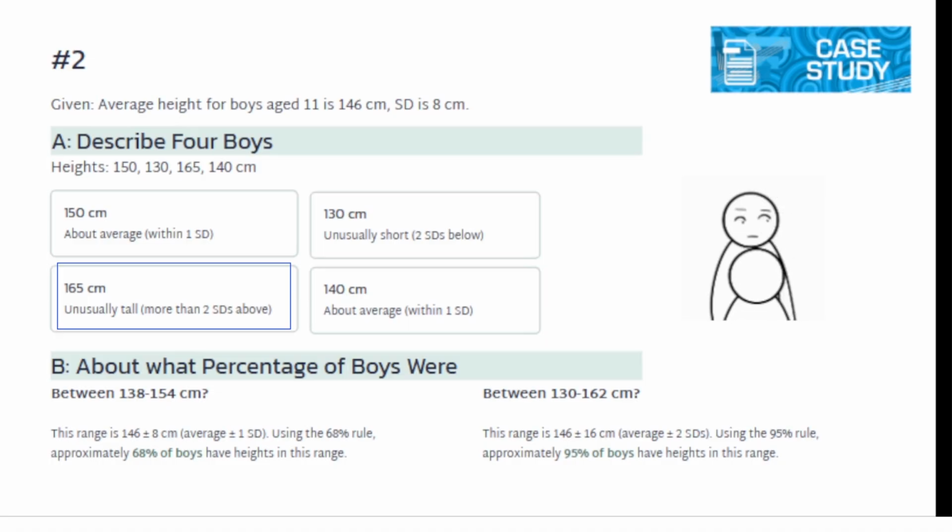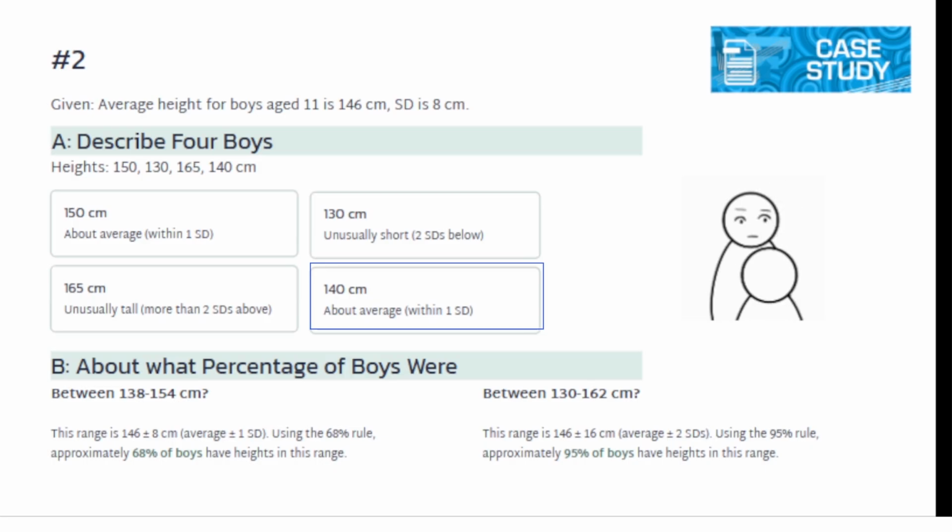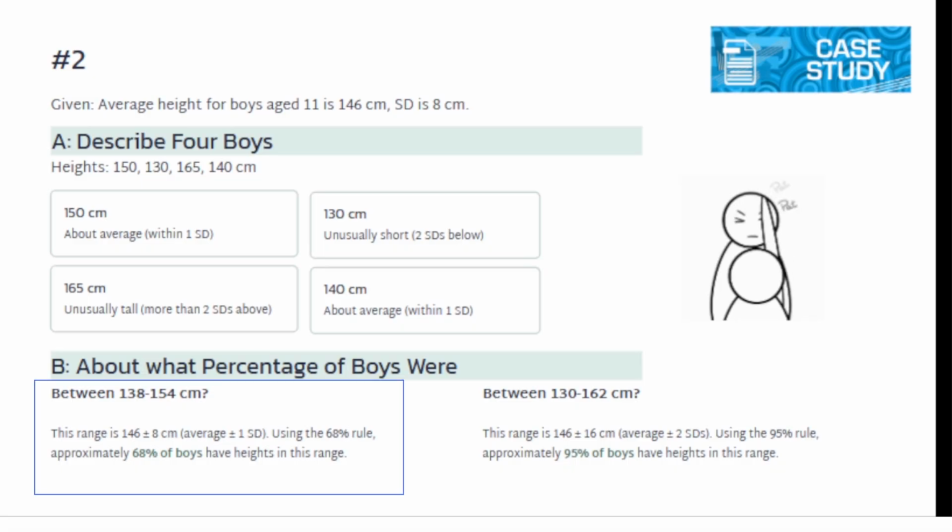140 is only 6 centimeter below the average. 6 centimeter is less than 1 standard deviation, so you would describe it as about average. The next question is about what percentage of boys were between 138 and 154, and what percentage of boys were between 130 and 162 centimeter.